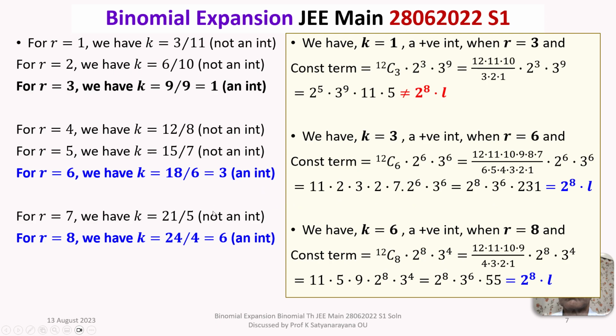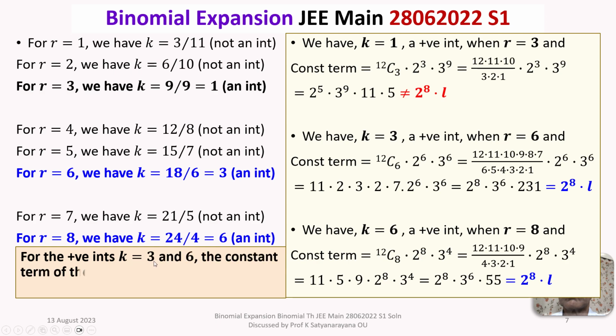Thus, for these two values, for r is equal to 6 and for r is equal to 8, we get positive integer k, for which the constant terms are of the form 2 power 8 into L, where L is an odd integer. So for the positive integers k is equal to 3 and 6, the constant term of the binomial expansion is of the form 2 power 8 into L, where L is an odd integer. So far 2 values of k we got, and still there are some more values of r. So let's look into those values of r and discuss the values of k there.